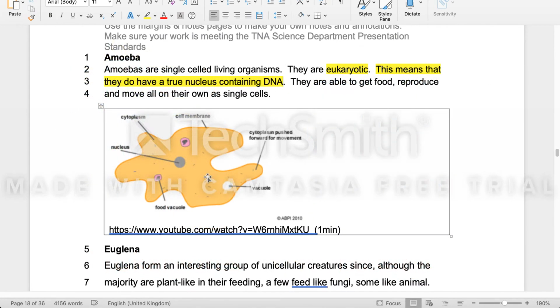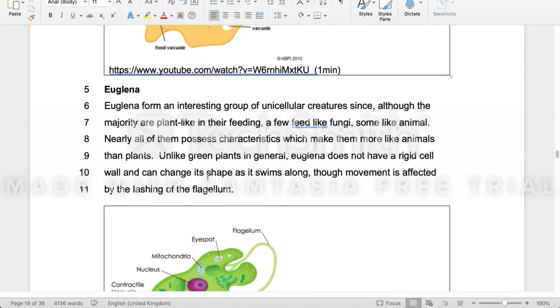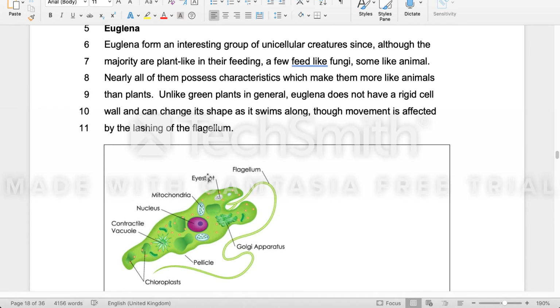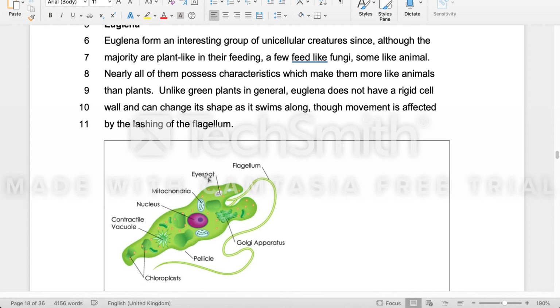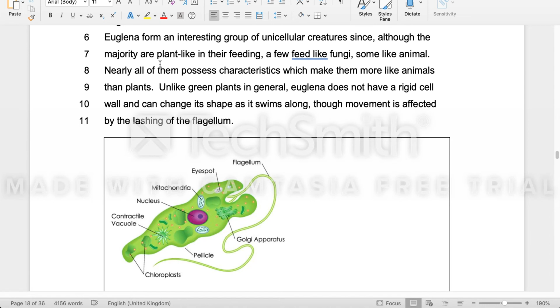And the last thing we're going to look at is this weird green shaped thing called euglena. Let's read it out. Euglena form an interesting group of unicellular creatures since although the majority are plant-like in their feeding, a few feed like fungi, some like animal. And I'm going to explain why.